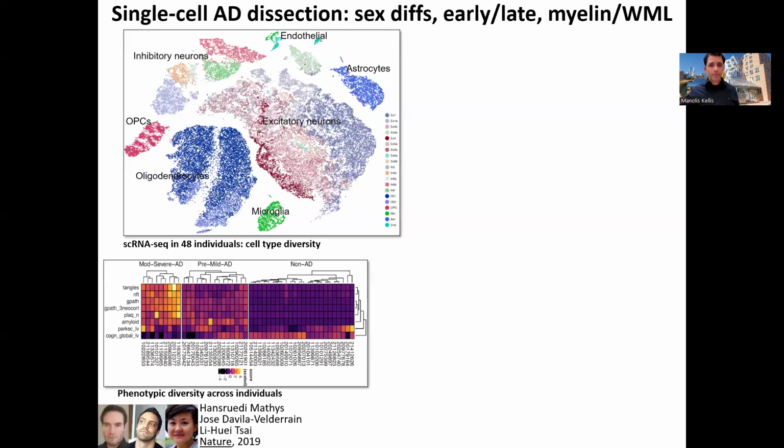So then what do we find? In one of the first studies in the postmortem human brain and the first study of Alzheimer's at single-cell resolution, we basically gathered 80,000 cells from 48 individuals. And this was not the beginning, but the middle of a very long and extraordinary collaboration with Li-Huei Tsai and her lab. She's the director of the Picower Institute for Learning and Memory. Hansruedi Mathys led a lot of these studies, both experimentally and lately computationally. And we've been releasing a series of papers. But that was the first paper by Mathys, Jose Davila-Velderrain, who now has his own lab in Italy. Hansruedi Mathys has his own lab at Pitt.